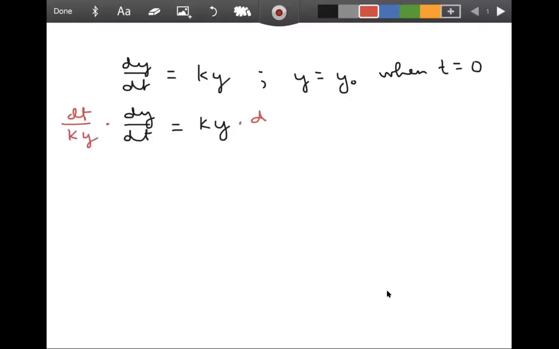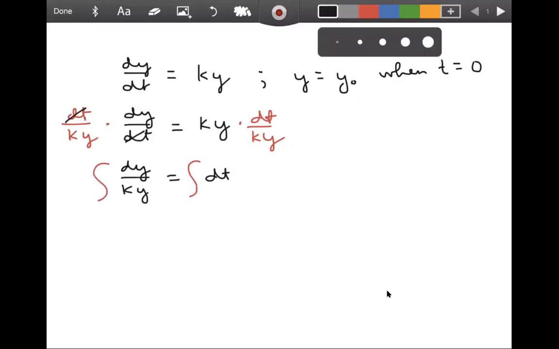All right, so what that's going to give me is dy over ky equals dt, right? Oh, I guess I could have left the k over on the right side. Well, it doesn't matter. So now that I have the y's on one side and the t's on the other side, I am going to integrate both sides. All right, so the integral of dy over ky, just imagine putting this 1 over k out front, is going to give me 1 over k times natural log absolute value y.